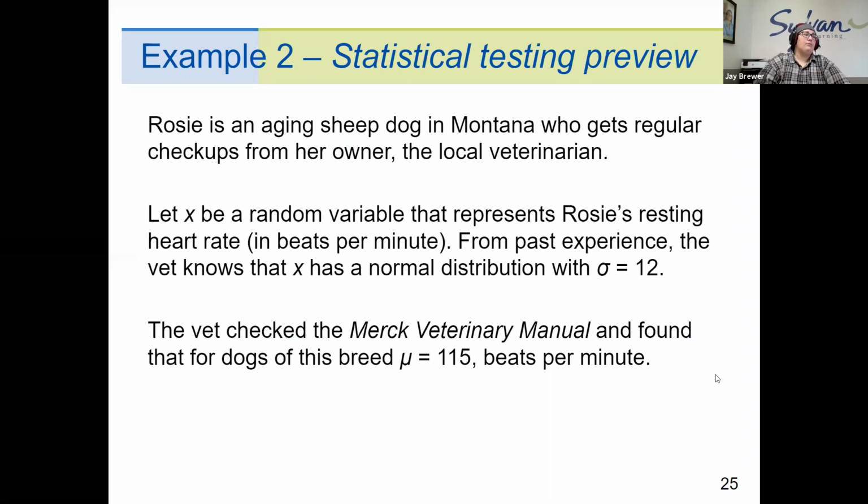All right, let's look at example 2. Rosie is an aging sheepdog in Montana who gets regular checkups from her owner, the local veterinarian. Let X be a random variable that represents Rosie's resting heart rate in beats per minute. From past experience, the vet knows that X has a normal distribution with sigma equal to 12. If the vet checked some kind of vet manual and found that for dogs of this breed, the mean should be 115 beats per minute. Okay.